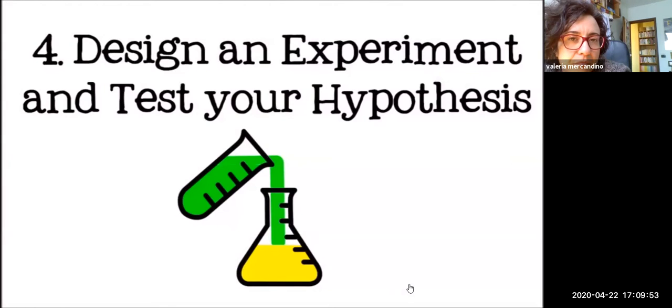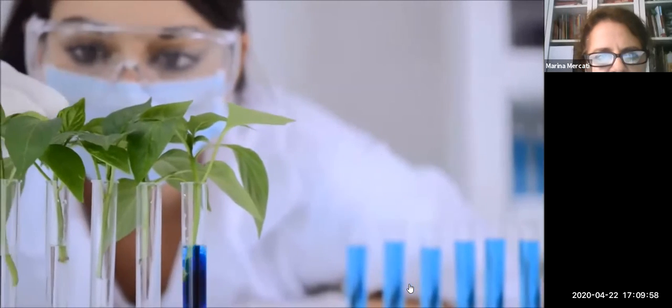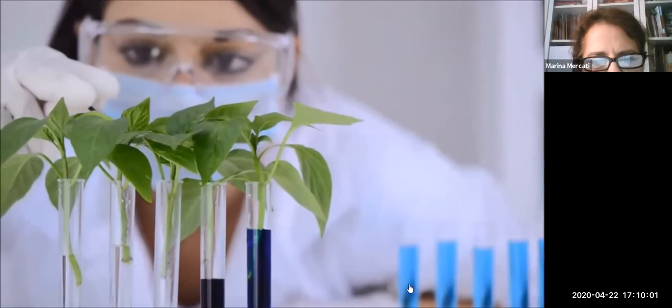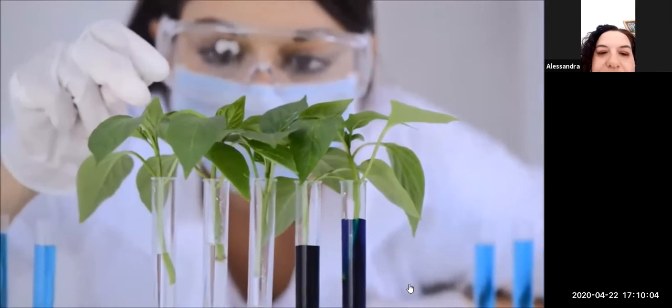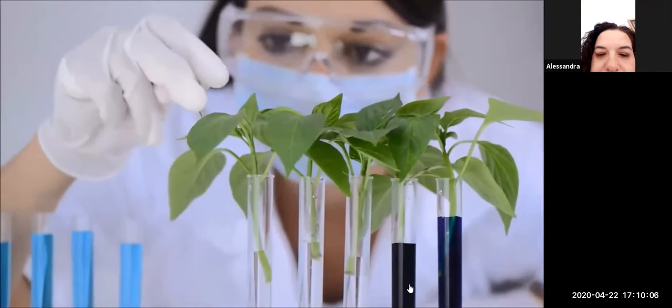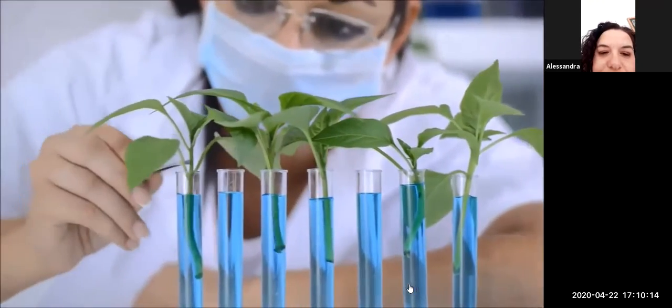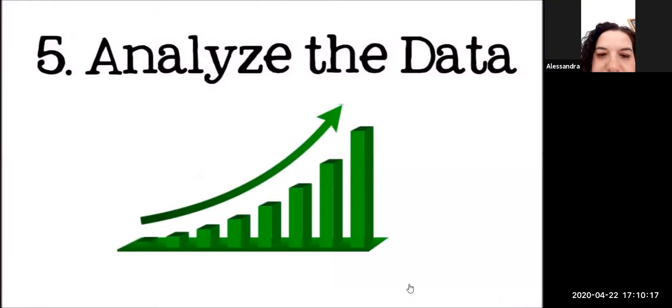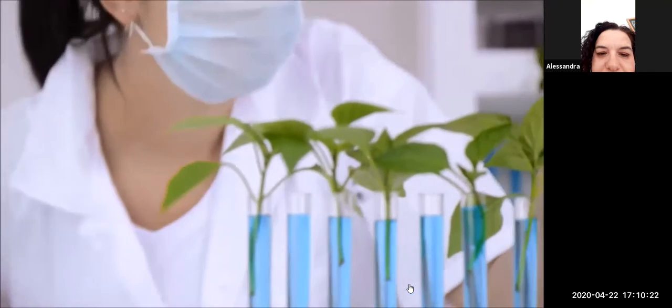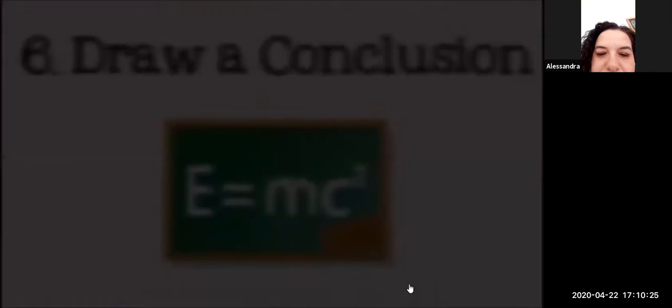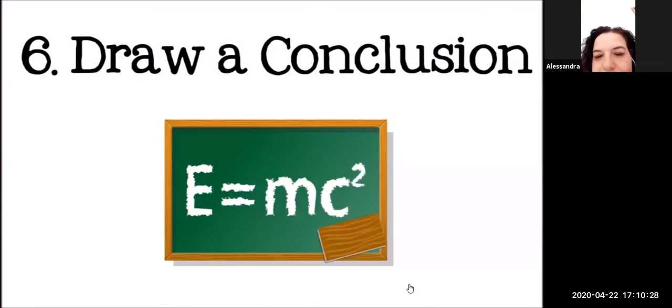After you have your hypothesis, move on to step 4. Design an experiment and test your hypothesis. When designing an experiment, you must be sure to only test one thing at once. You can do this by making sure to only change one thing or variable in each experiment. Everything else must remain the same. Once you have completed your experiment, analyze your data. To do this, you will look at the results of your experiment and try to figure out what it means. Finally, using your data, you can draw a conclusion.